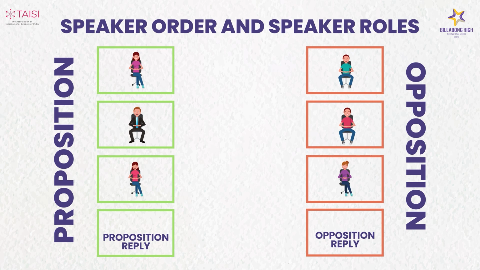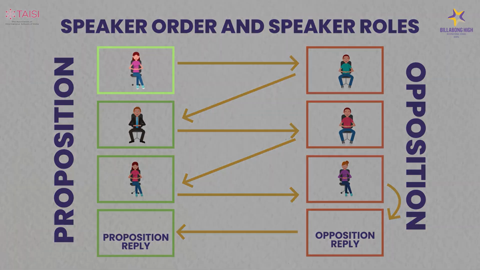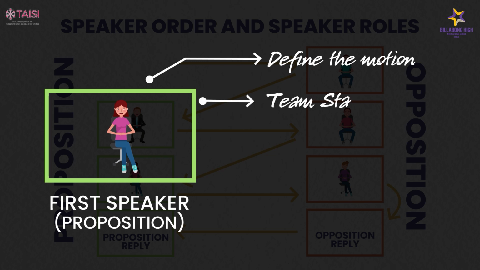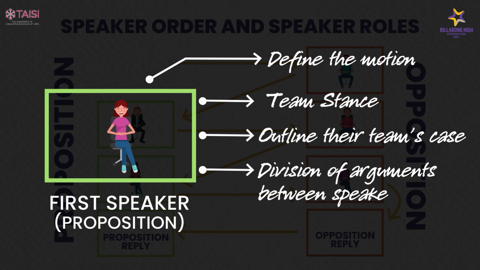Speaker order and speaker roles. A WSDC debate follows a specific speaker order. Each speaker has a clear and specific role. The debate begins with the first speaker of the proposition. The first proposition speaker is to set up the debate by defining the motion and explaining their team's stance. The first proposition speaker must also outline their team's case, that is, all the arguments their team will be giving to support their stance, and explain how the arguments will be divided between the speakers of the team.